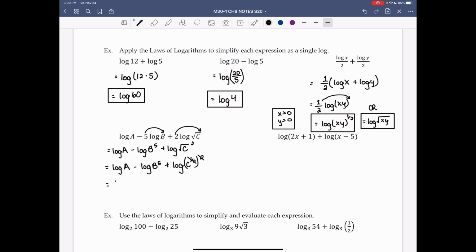We get log a over b to the power of 5. And then we have plus log c. Then we use the product rule and we get log a over b to the power of 5 times c, which becomes log ac over b to the power of 5.